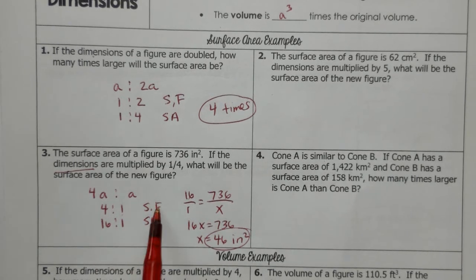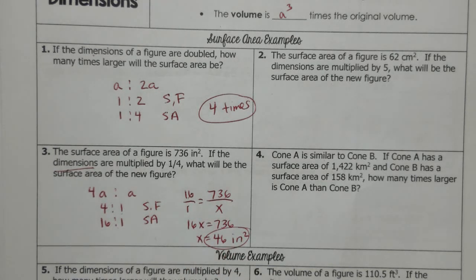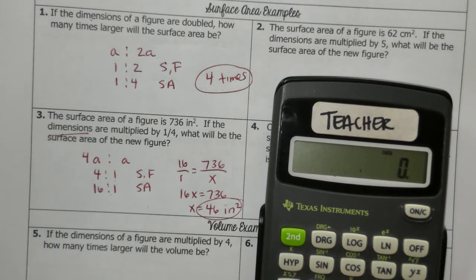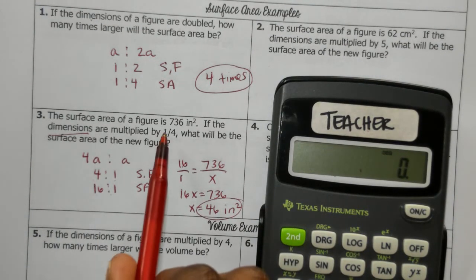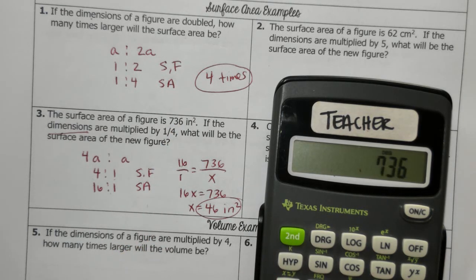And then we go back from scale factor to surface area ratio, and then we can use our proportions. The other way to do this, I'm not sure which one would make more sense to you. I was trying to figure out in my head which one's kind of easier. If we square root 736, that would basically be the linear dimension for the first figure.